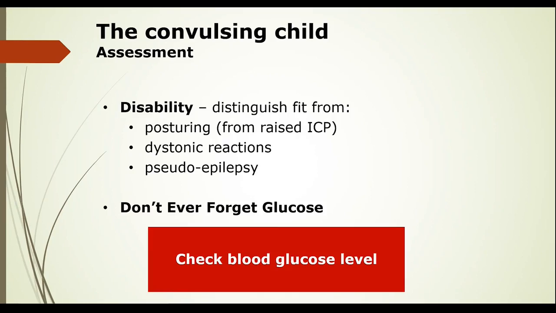So the assessment goes to disability. This is to distinguish it from posturing, dystonic reactions, or it could be a pseudoseizure. But you must never forget the glucose. In every convulsing child, you have to do a blood glucose level, because hypoglycemia can cause seizures or it can cause neuroglycopenia if you don't correct it promptly.